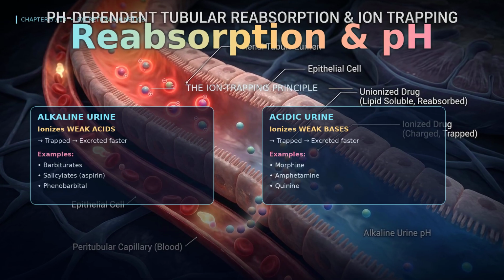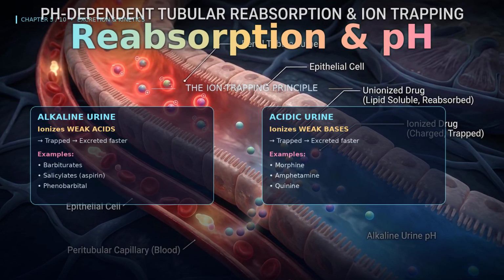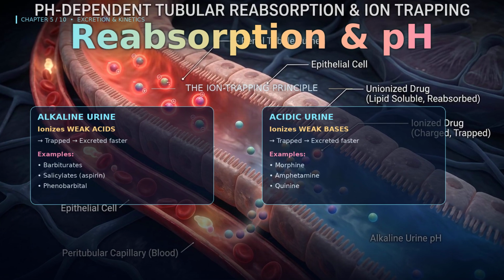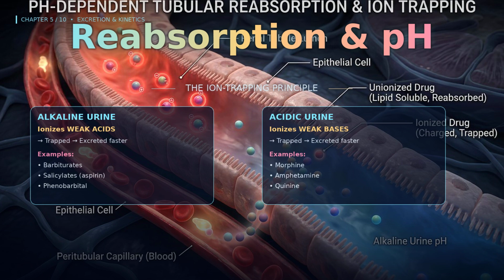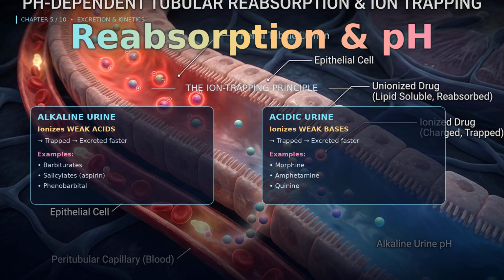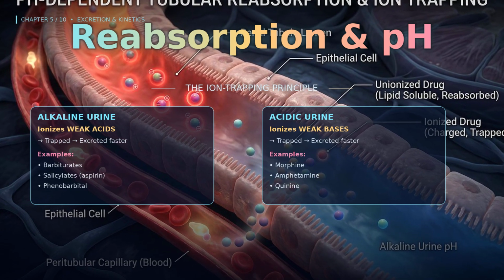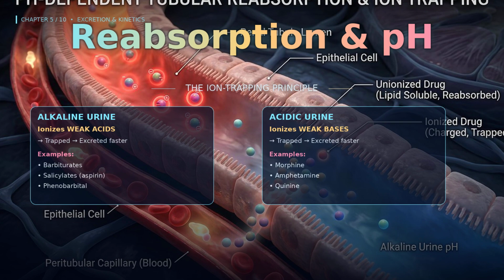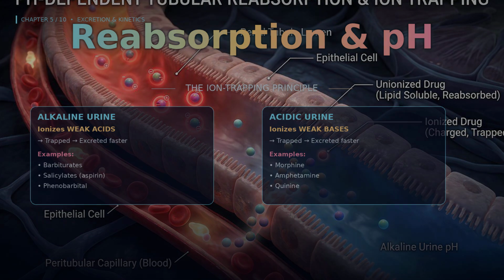Tubular reabsorption is passive and depends on urine pH and lipid solubility. The principle is ion trapping. Ionized drugs stay in urine and are excreted, while unionized lipid-soluble drugs diffuse back into blood. This means urinary pH can be manipulated. Alkalinizing urine accelerates the elimination of weak acids like barbiturates and salicylates. Acidifying urine speeds removal of weak bases like morphine and amphetamine. Strongly ionized drugs are excreted readily at any pH.